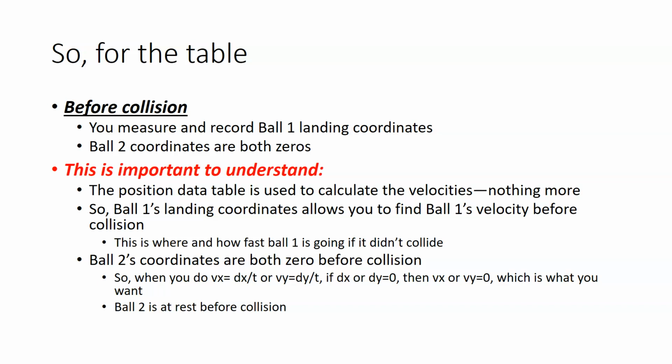Ball 1's landing coordinates let you find ball 1's velocities before collision. This is where and how fast ball 1 would be going if it didn't collide. Ball 2's coordinates are both zeros, because it's not moving. So this is just for completion's sake. They're all zeros, so when you divide ball 2's x by time and y by time, yes, you will get a whole bunch of zero velocities. And that's what you want because it's initially at rest.